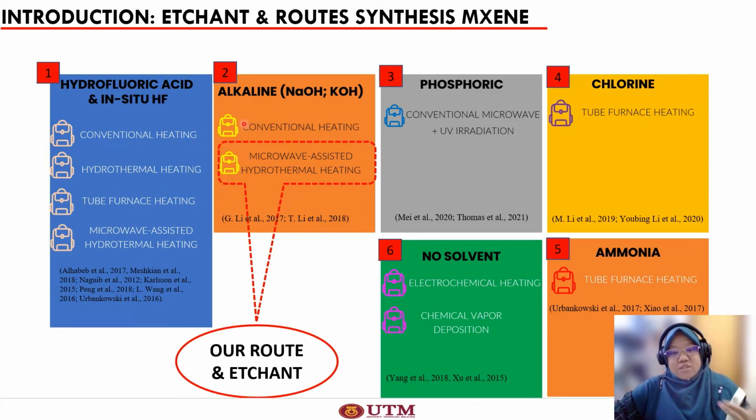Another solvent or agent that has been used to synthesize MXene is alkaline, for example sodium hydroxide and potassium hydroxide. The method that has been applied to synthesize MXene through this alkaline agent is conventional heating, and also in our project, we introduce microwave assisted hydrothermal heating using this alkaline agent. Other agents are phosphoric agent, chlorine agent, and ammonia agent. The last two methods are not using any solvent. They straightforwardly synthesize MXene from this method.